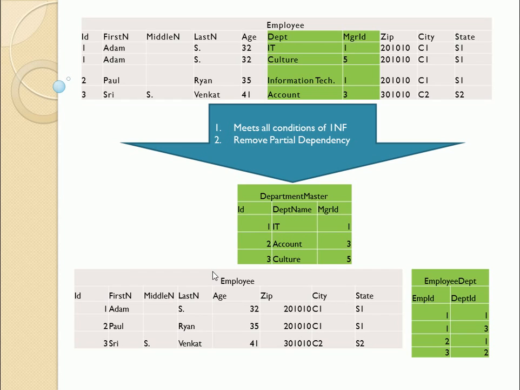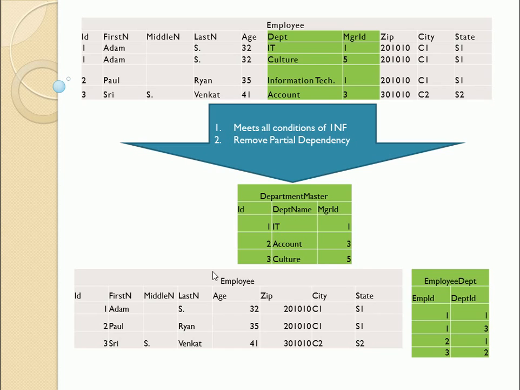So here you can see we have created three tables to remove a partial dependency in our employee table. First of all, we have created a department master table which will contain information about departments only. So here you can see there are three departments in the organization. The first one is IT, the second one is accounts, and the third one is culture. So these will all be kept in another table.